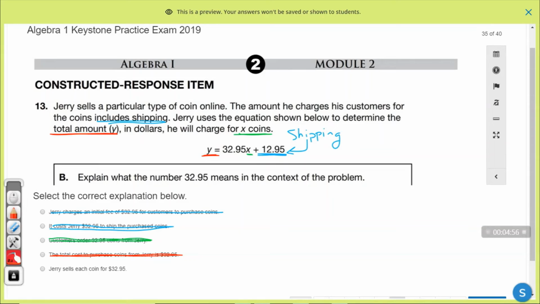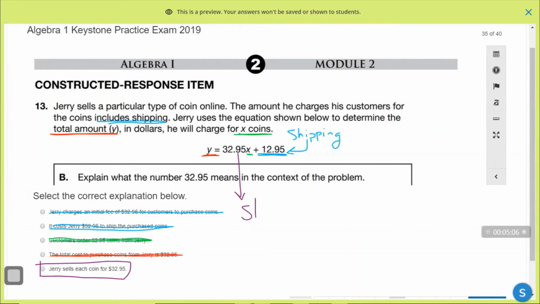I color-coded those to see which pieces they were trying to trap you with. And we get to the very bottom where we see what it actually represents, and that is that $32.95 is what he sells per coin. And how do we know that? Well, this right here is my slope. The number in front of X is my slope, which is always my change in Y over my change in X. In this case, what does Y represent? Y is my cost, my total amount. What does X represent? X represents the coins.